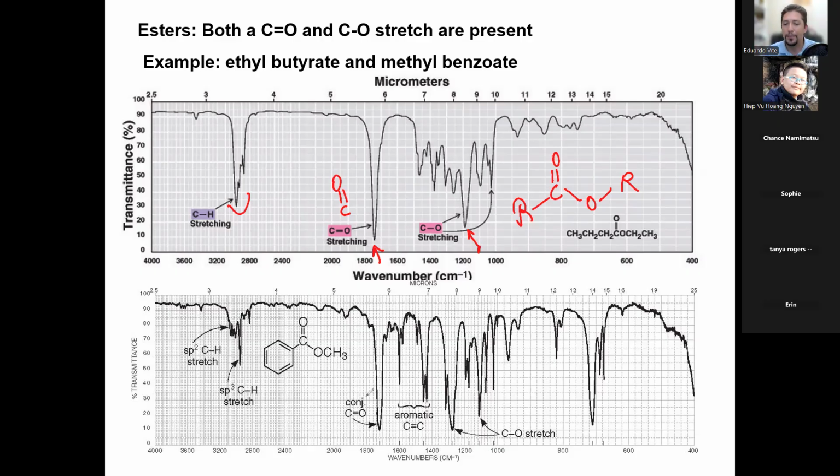Look at the bottom number. The bottom number also is an ester, but it is an aromatic ester. So remember that aromatic rings add a little bit more twists, a little more interesting things to the spectrum. So let me use another color, green. Once again, when you have an aromatic ring, you'll often see very sharp peaks.